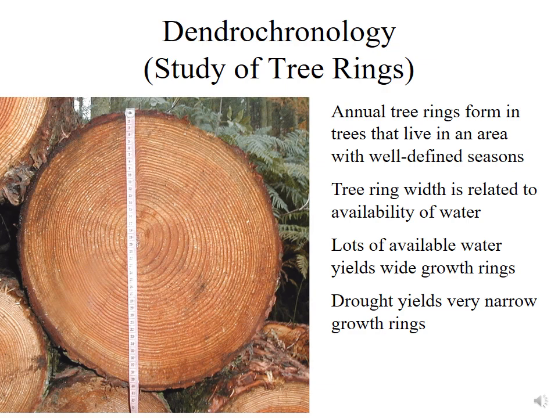So let's take a look at how trees can help us identify past climates. This is the study called dendrochronology, which is the study of tree rings. These annual tree rings form in trees that live in areas with well-defined seasons. And the tree ring width is related to the availability of water and, to a lesser extent, temperature. You can actually calibrate the growth based upon a combination of temperature and precipitation. Lots of available water yields wide growth rings, and drought yields very narrow growth rings.